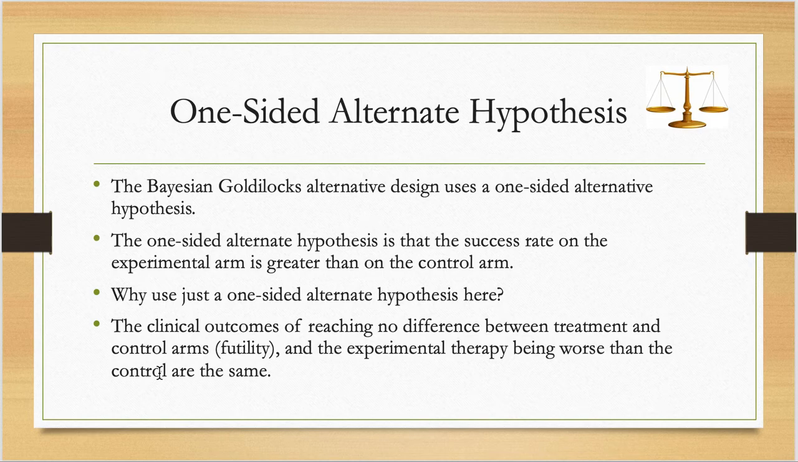And the Bayesian Goldilocks alternative design uses a one-sided alternative hypothesis. And the one-sided alternative hypothesis is that the success rate on the experimental arm is greater than on the control arm. And why just use a one-sided alternative hypothesis here? Well, the clinical outcomes of reaching no difference between treatment and control arms, which is known as futility, and the experimental therapy being worse than the control, are the same.